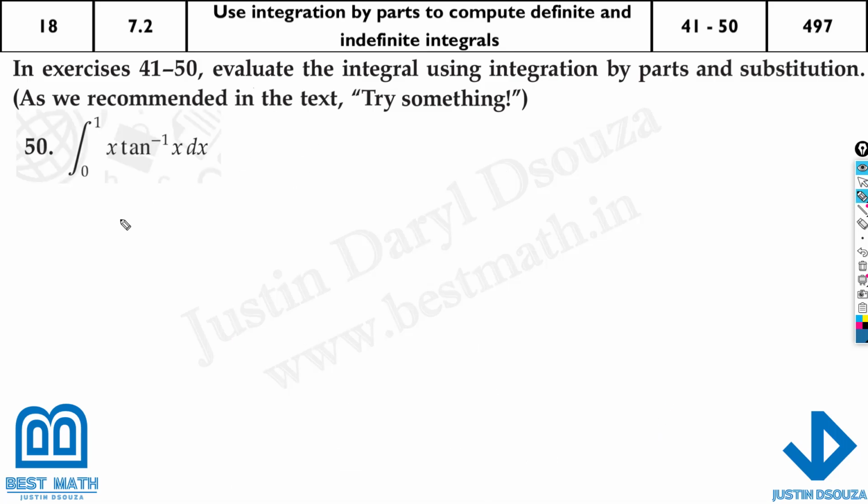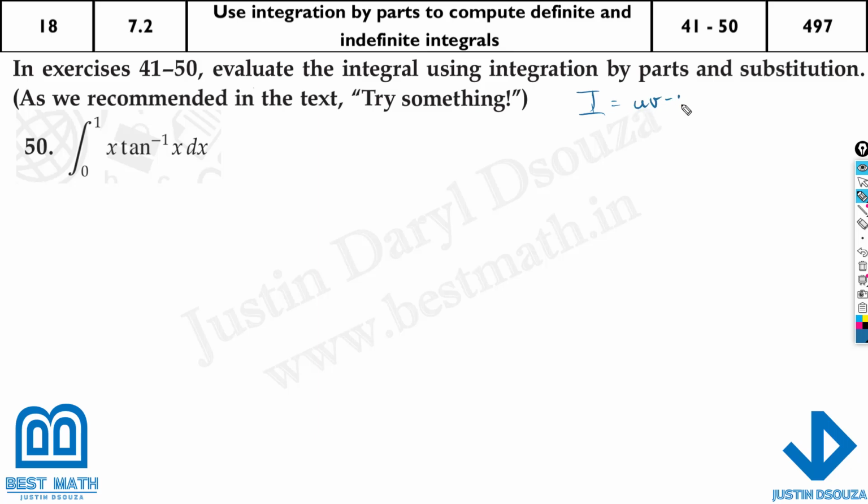So the 50th problem here is again the same thing. But looking at this, I can see there are two terms. You can directly use the I is equal to formula. Why? Because I'm not going to simplify it further. It's already simplified. It's tan inverse x, it's not complicated. You can't assume tan inverse x as u. It wouldn't make sense. So all you do is integration by parts. That's it, and directly you will get the answer.